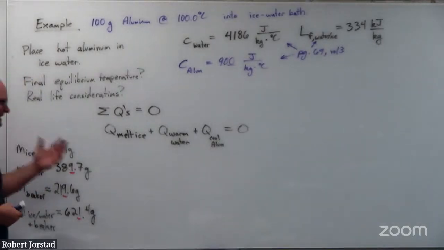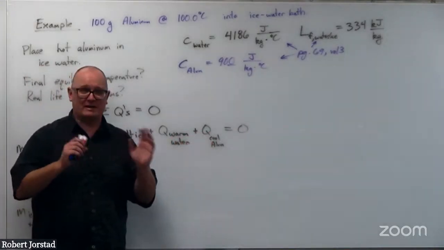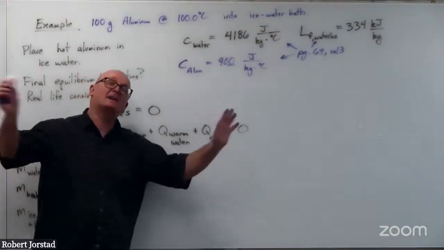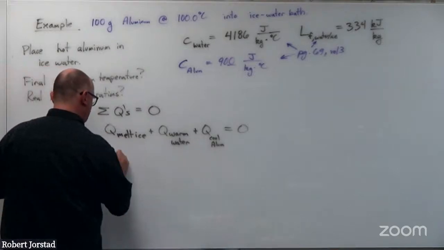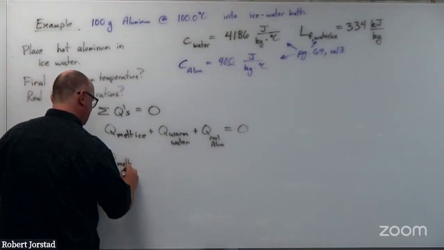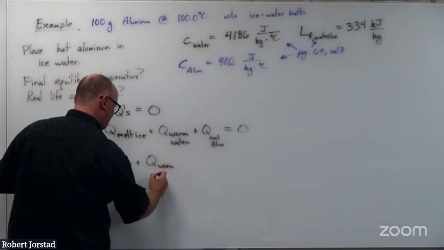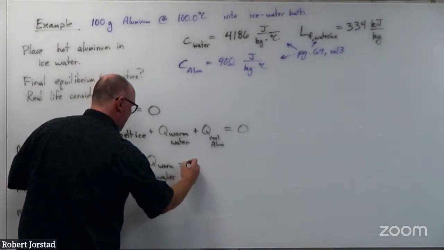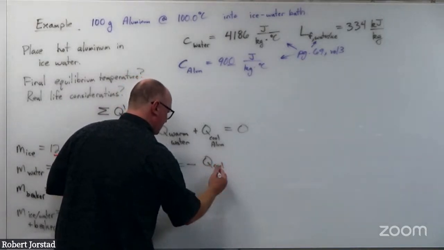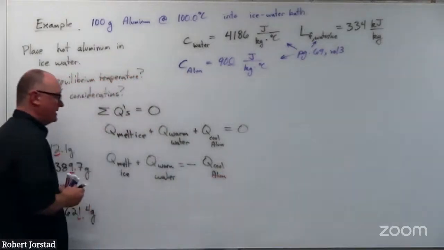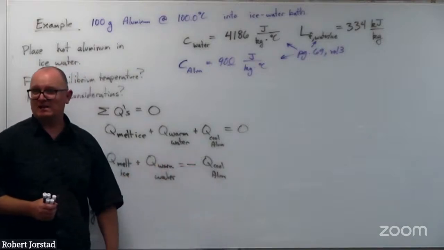All right. In an insulated system, we assume that the net heat comes from all the objects and is transferred between the objects and not to the environment. So you could rearrange this. You could say Q melt ice plus Q warm water is the opposite of Q to cool the aluminum, right? The heat that is used to melt the ice and warm the water is lost from the aluminum.